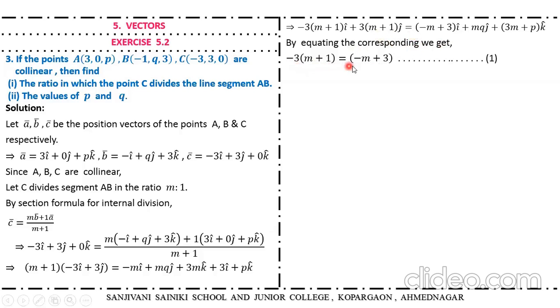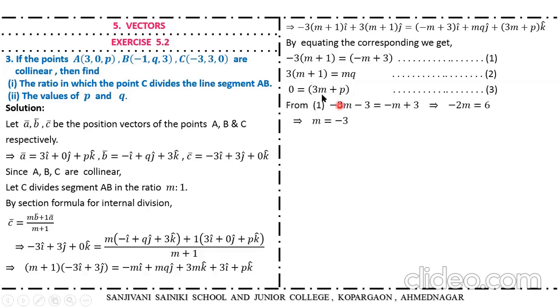-3 times M plus 1 is equal to -M plus 3, and similarly this is the j component, then this is the k component. After equating this from equation 1, we can simplify it to get the value of M. So we get M is equal to -3. Now put this -3 in equation number 2 so that we can find the value of Q.